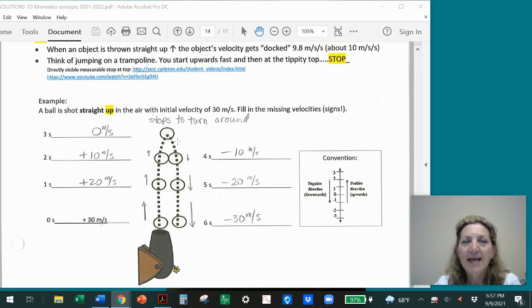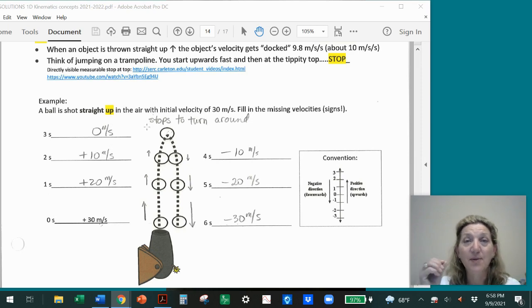Similar things happen when, for example, a ball is shot up in the air by this cannon. It has an initial velocity upwards of 30 meters per second. So that's a positive 30 meters per second. But we know the acceleration due to gravity is acting downwards, approximately 10 meters per second squared. So in 1 second, we do a minus 10 meters per second here, so that goes down to plus 20. In another second, we do another minus 10, so it goes down to plus 10. And by the end of the third second, plus 10 minus 10 meters per second goes down to 0.